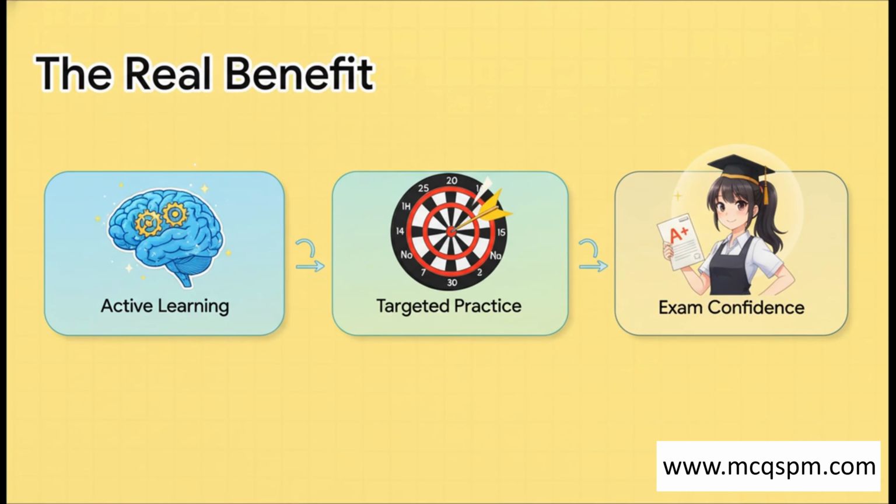So let's tie this back to our topic. Active learning forces your brain to recall the specific differences between, say, the Rutherford and Bohr models. Targeted practice lets you zero in on this specific chapter until you've got it down. And the result? It's not just knowing the material, it's having the confidence that you can handle any question they throw at you under exam pressure.